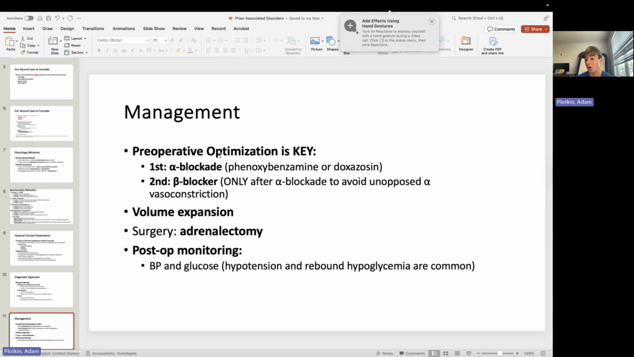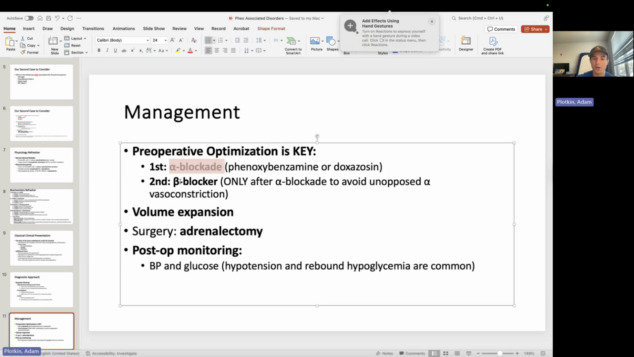To manage, right, we're going to want to take these patients to surgery eventually, right? We're going to give an alpha blockade first and then potentially followed by a beta blocker, okay? Alpha first, beta blocker second. That is the most important thing I'm going to teach you in this entire lecture. The reason being, right, when norepi and epi get released, they bind to both alpha and beta receptors, right? When I bind to the alpha receptors, it causes vasoconstriction, okay? If I were to give the patient a beta blocker first, let's say we give them a non-selective beta blocker. We block the beta 1 and the beta 2 receptors. Guess what? This tumor is still secreting norepinephrine and epinephrine.